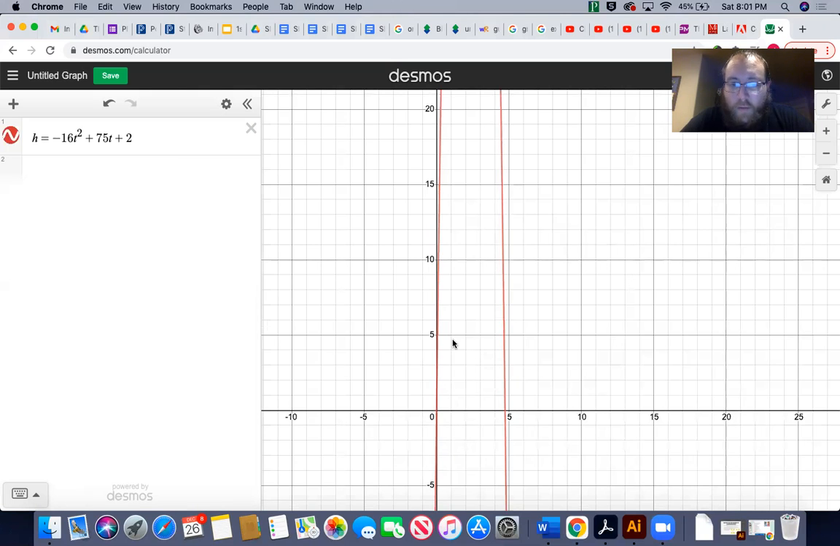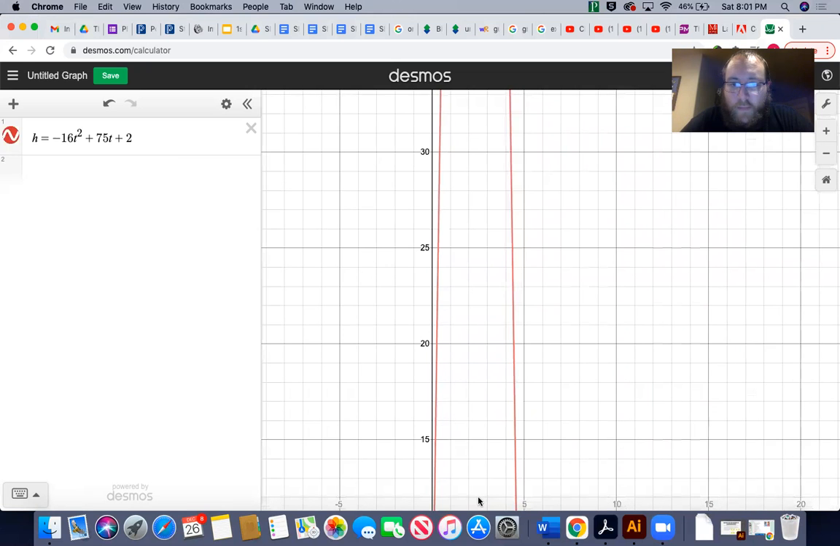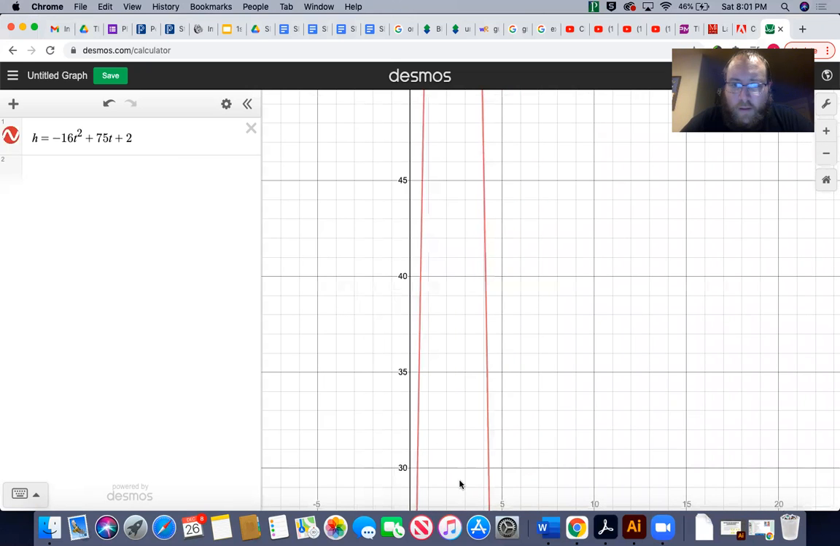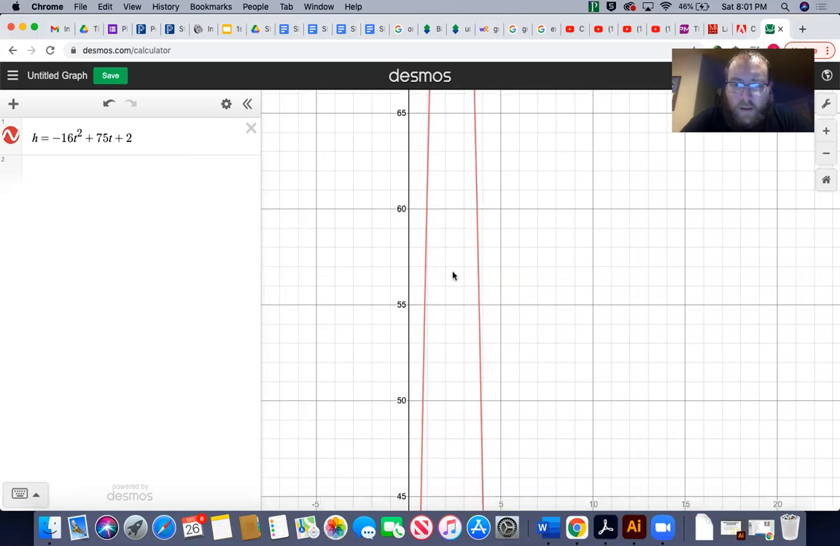Okay, now we've got to figure out where it's at 1 second. So we're going to come all the way up here, where it looks like it could cross at 1 second somewhere. We're going to click and drag. So we want 1 as the x value. We're at 0.98. Okay, there's 1, 61. So at 1 second, it's 61 feet above the ground.